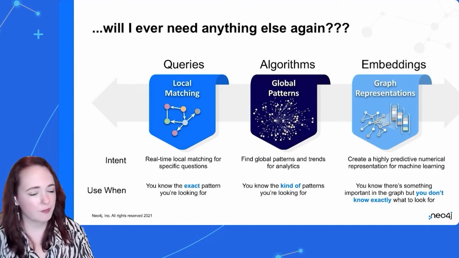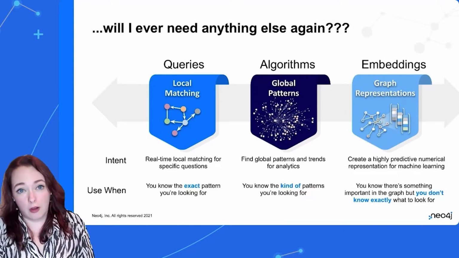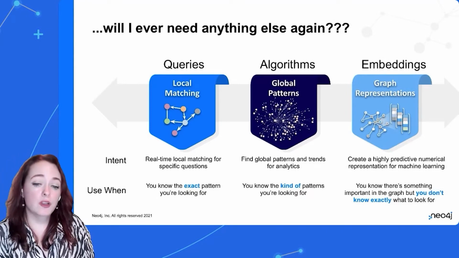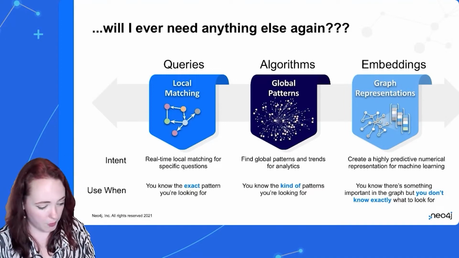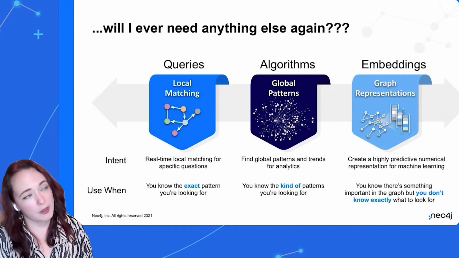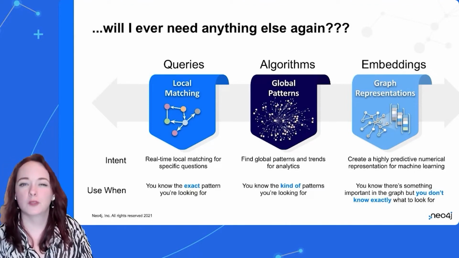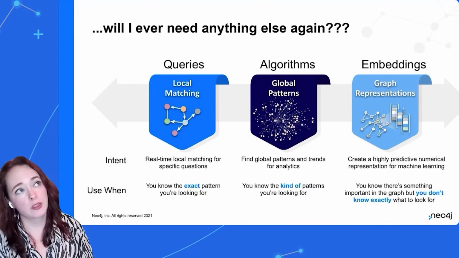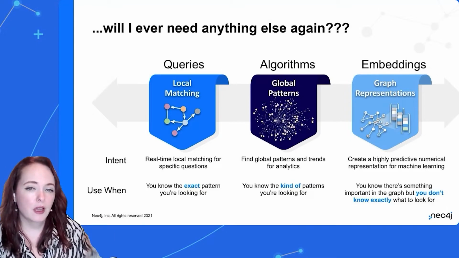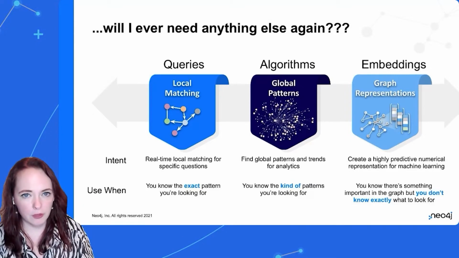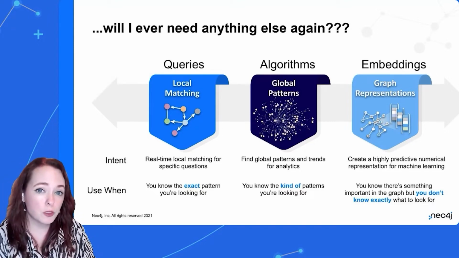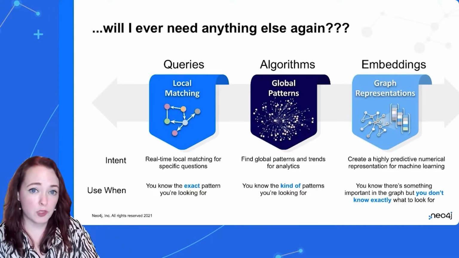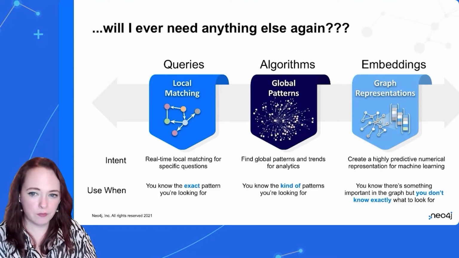I can match it. A graph algorithm is going to be useful when I know the kind of pattern I'm looking for. So I want to figure out who I want to market to, and the person I want to market to is someone who's really important. So I could use a centrality algorithm. I know the type of pattern I'm looking for, and I can use the result directly. So who's most important? This node in my graph is most important, market to them.